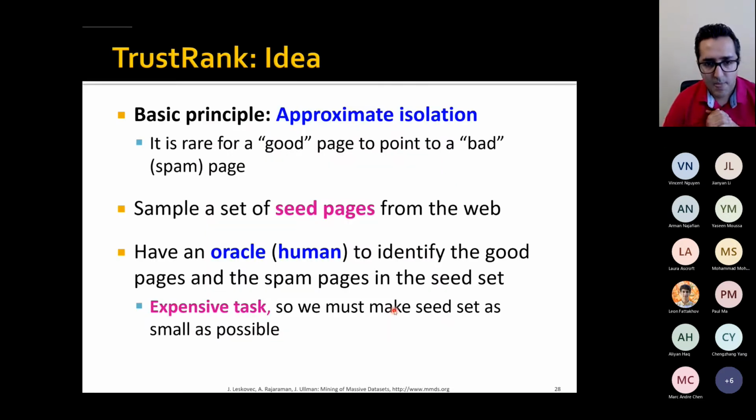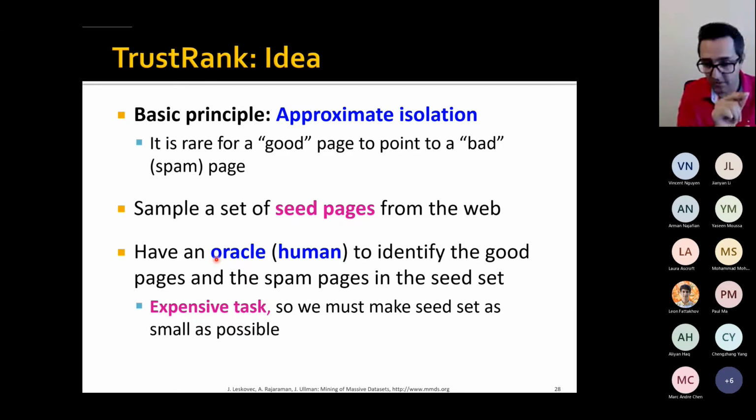The whole idea is around this: it is rare for a good page to point to a bad page. What is the probability that the uwarlu.ca website has a link to a spam page? Almost impossible. We can say the probability is 0. That's the whole idea. So the idea in TrustRank is to always start from a reputable page, and this set of pages is called seed pages. We need an oracle, which is a human basically, to identify the good pages and the spam pages in the seed set.